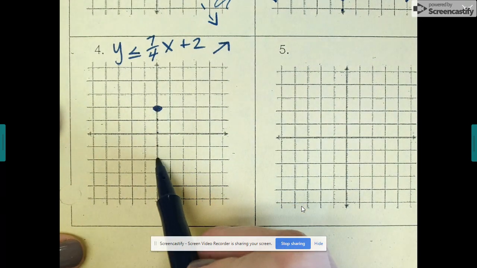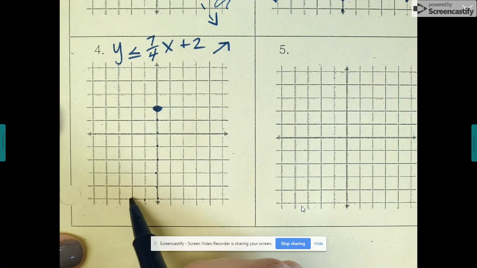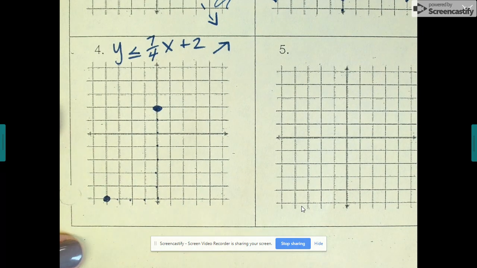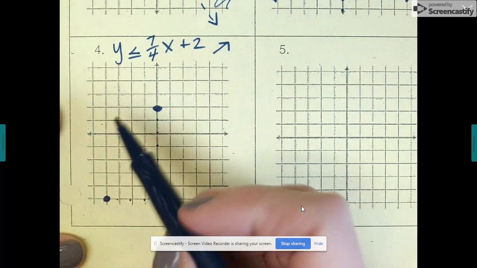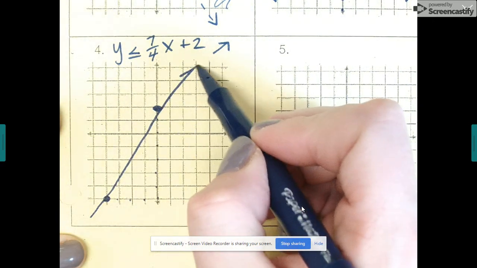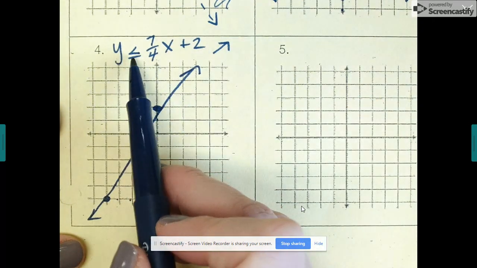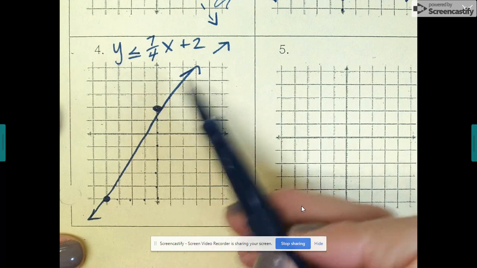1, 2, 3, 4, 5, 6, 7 over 4. 1, 2, 3, and 4. Okay? It's a solid line because it's less than or equal to. And I'm talking about anything that is smaller than 2, which is below.